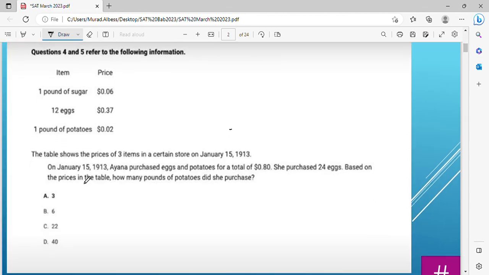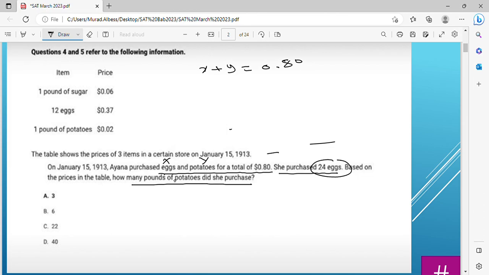The table shows the prices of three items in a certain store on January 15, 1913. On January 15, 1913, Ayana purchased eggs and tomatoes for a total of 0.50. She purchased 24 eggs. Based on the prices in the table, how many pounds of potato did she purchase? He told us that if we get eggs as x and potato as y, then we have x plus y equal 0.80.